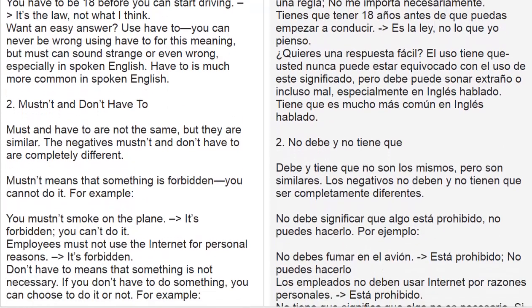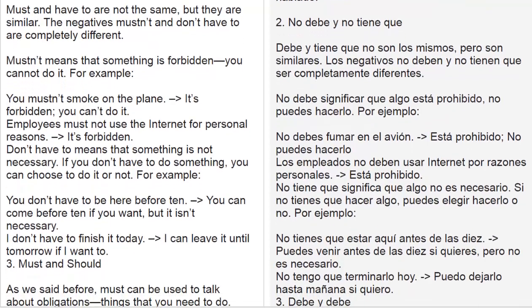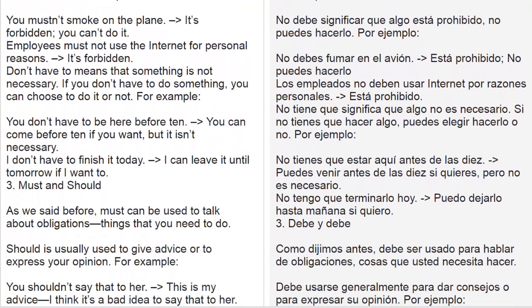Point 2, mustn't and don't have to. So must and have to are very similar. Not the same, but still very close. But the negatives, mustn't and don't have to, are completely different. Mustn't means something is forbidden. You cannot do it. For example, you mustn't smoke on the plane. It's forbidden. You can't. Employees must not use the internet for personal reasons. So again, it's forbidden. You cannot do this.